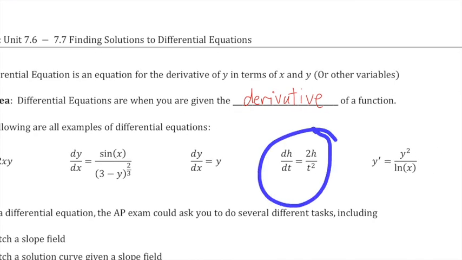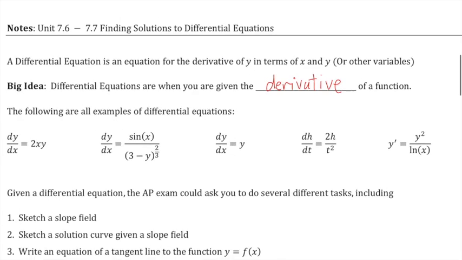This is a differential equation. It is dh dt. It gives you the function for dh dt. And it could even say y prime. But wherever you're given a derivative and you have your variables, that is a differential equation.